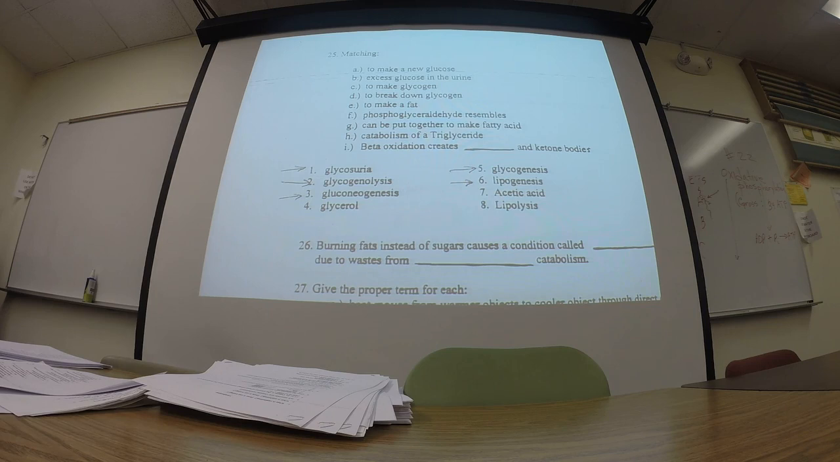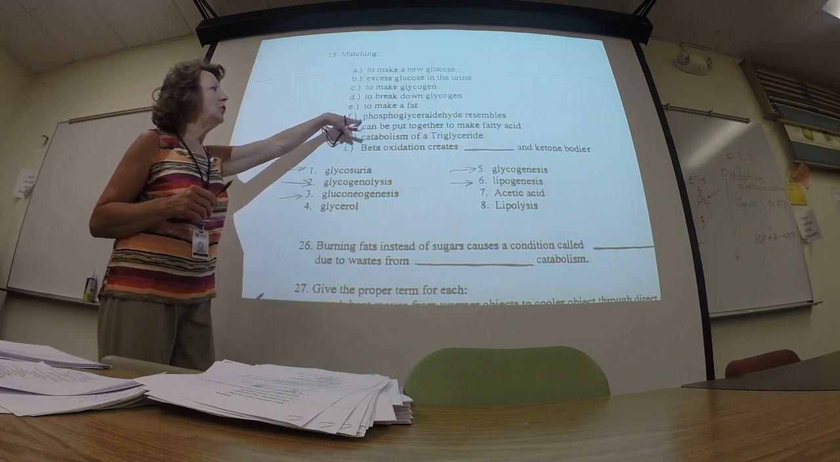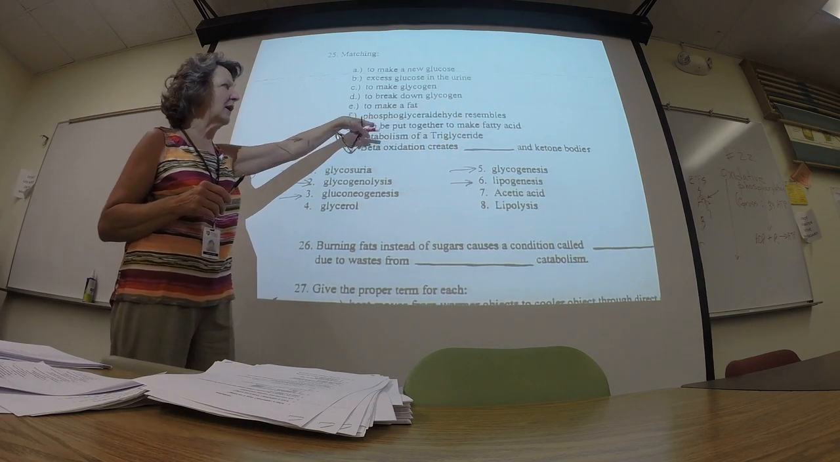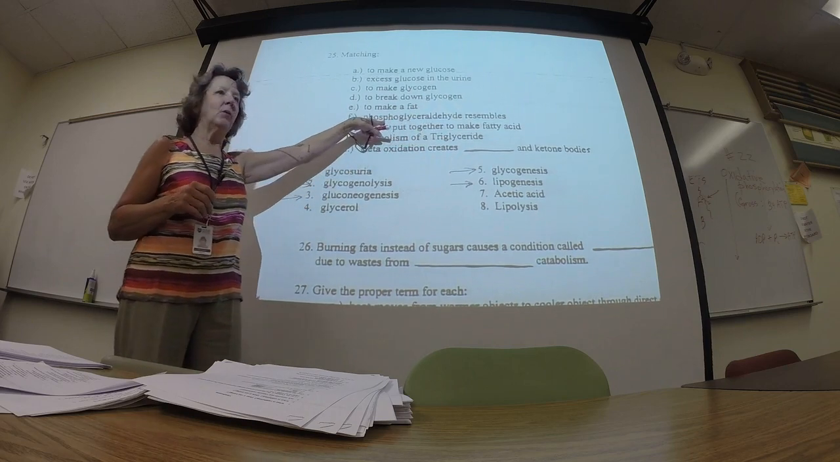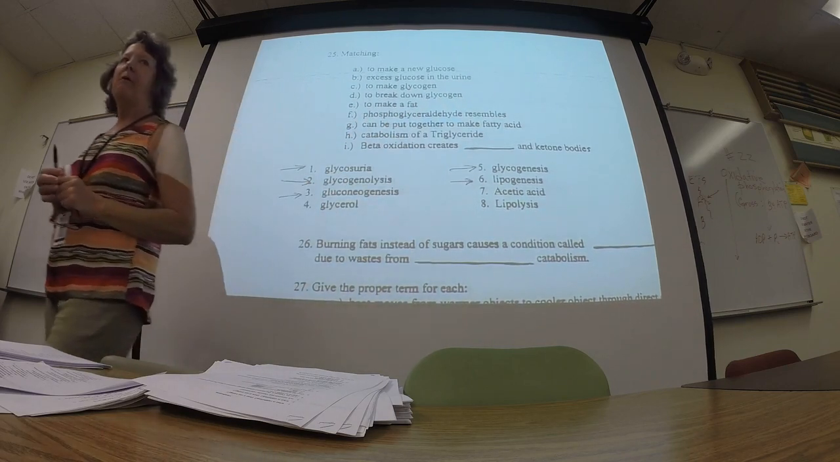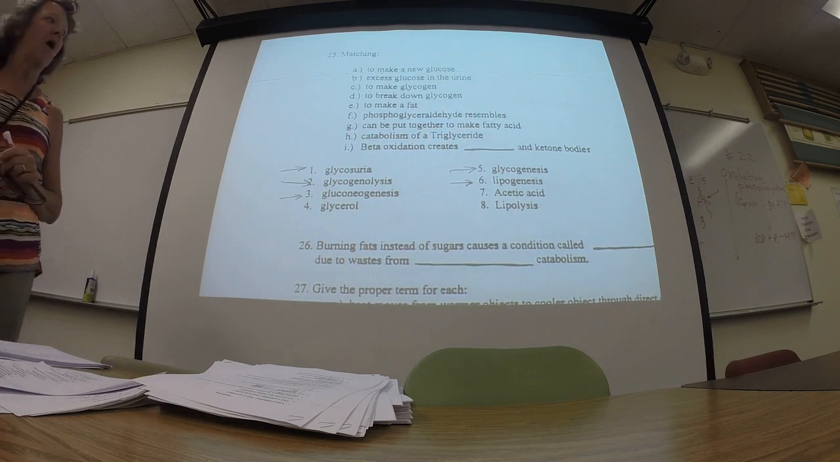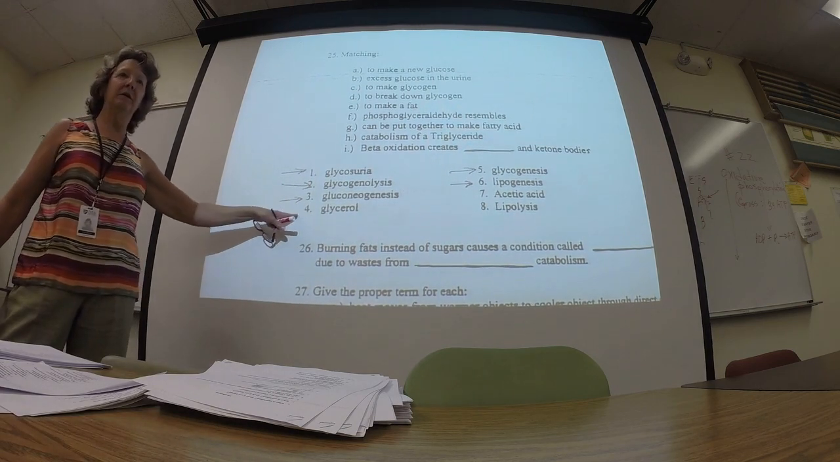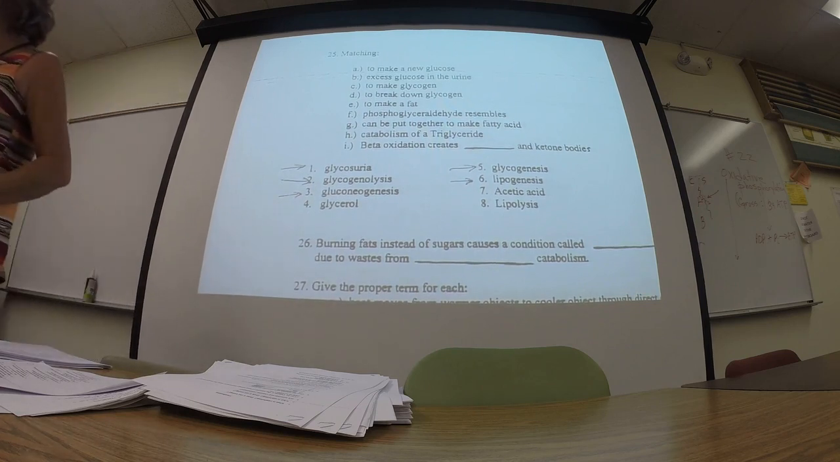Where is more than 50% of your fat stored? In the subcutaneous layer or hypodermis layer of your skin as an insulating blanket. If you were going to pull phosphoglyceraldehyde out of the pathways, what food scrap does it resemble? Glycerol. Glycerol of a fat. The building block of a fat.